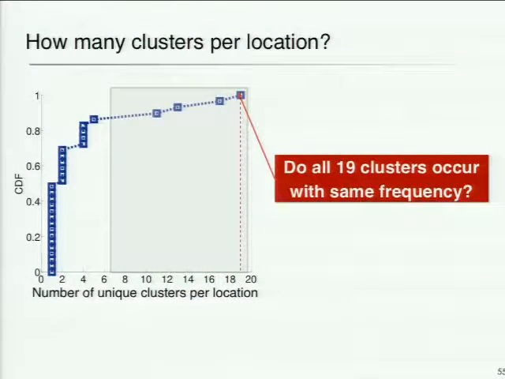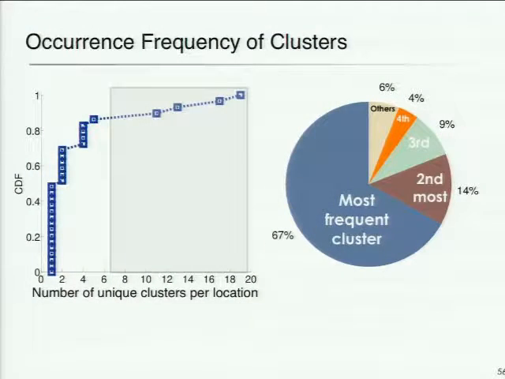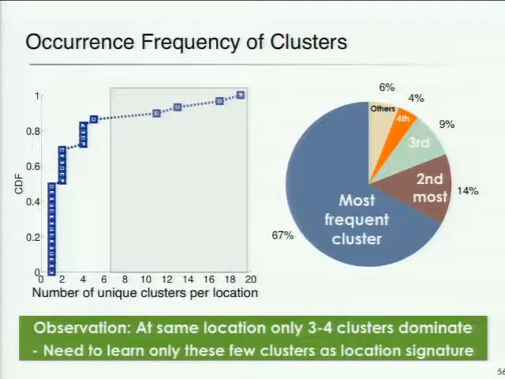So to understand that more, we asked the question: do all these 19 clusters occur with the same frequency? And we did measurements, and we found that they do not. Rather, if we take only a few dominant clusters, these clusters are dominating so much that you only need to understand or learn these few clusters, and the other clusters can be treated essentially as noise, and you need not learn all of them.